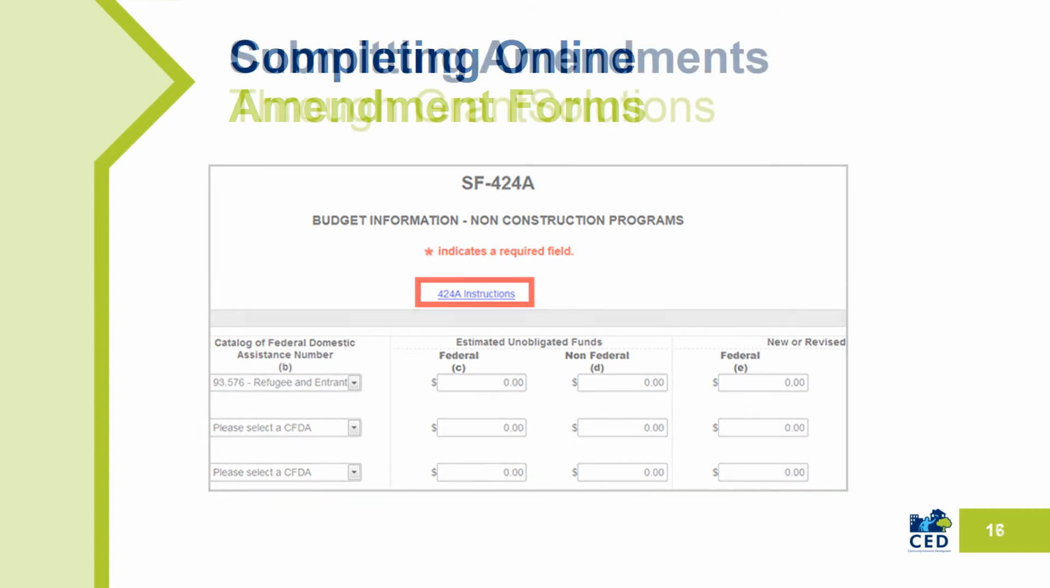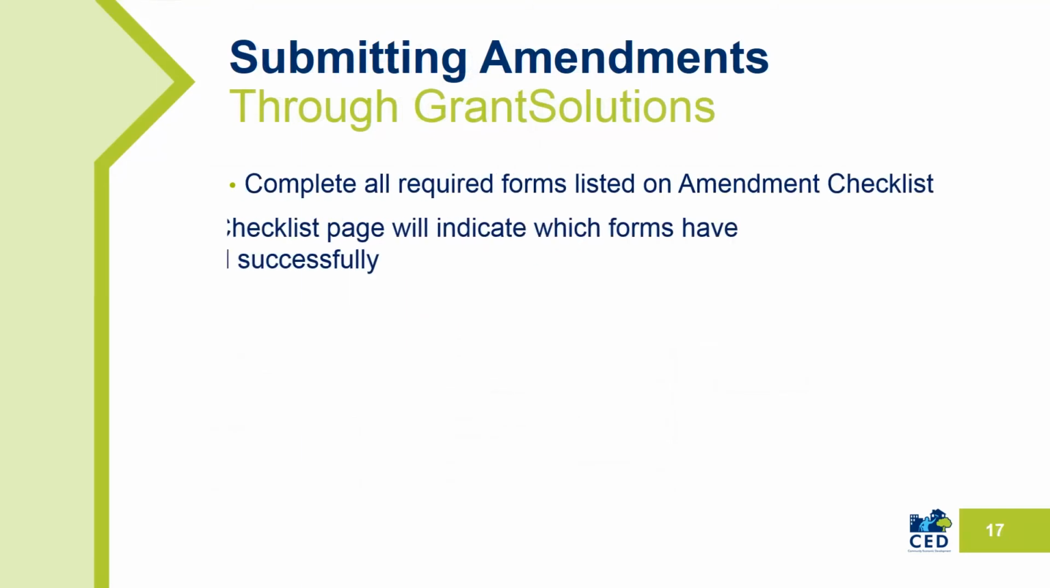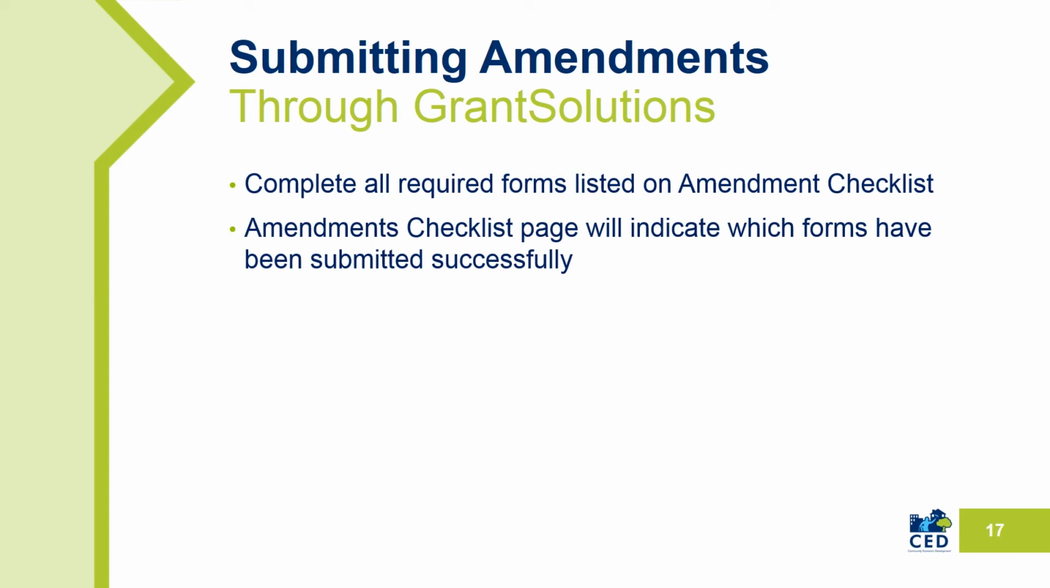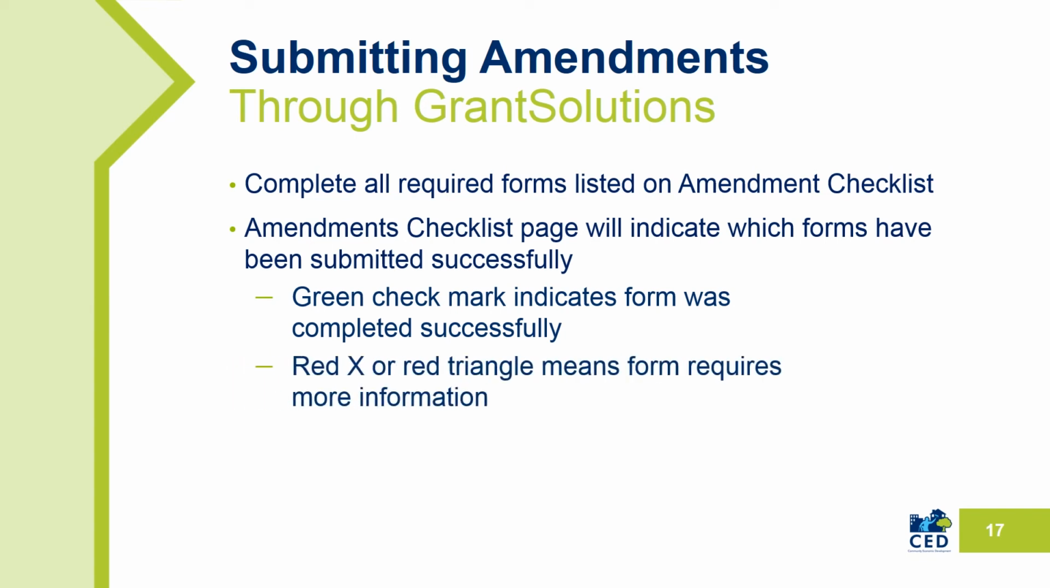The Amendments Checklist page will tell you when a form submitted has been completed successfully and when it has not. If there is a green check mark near the amendment you submitted, this means the form or selection was completed successfully. But if a red X appears, this means the data or form was not entered or uploaded successfully. This would indicate an error in the application and will require additional attention. And if a red triangle appears, it means that data has not been entered or uploaded. This warning suggests that the data in the specific section is incomplete.